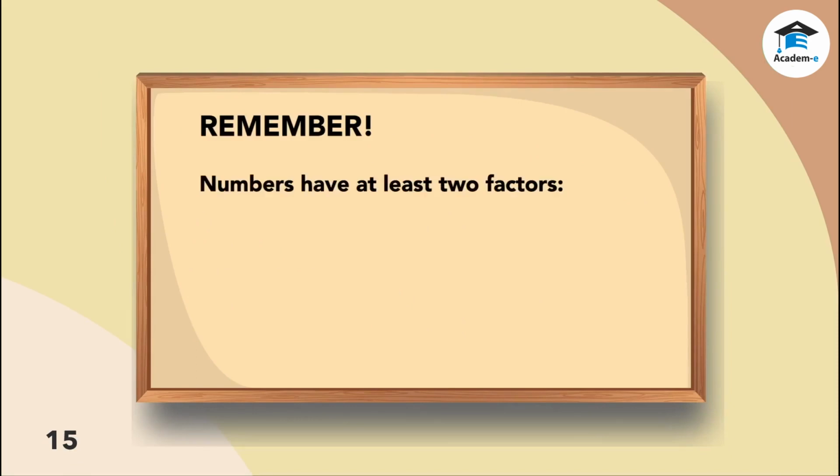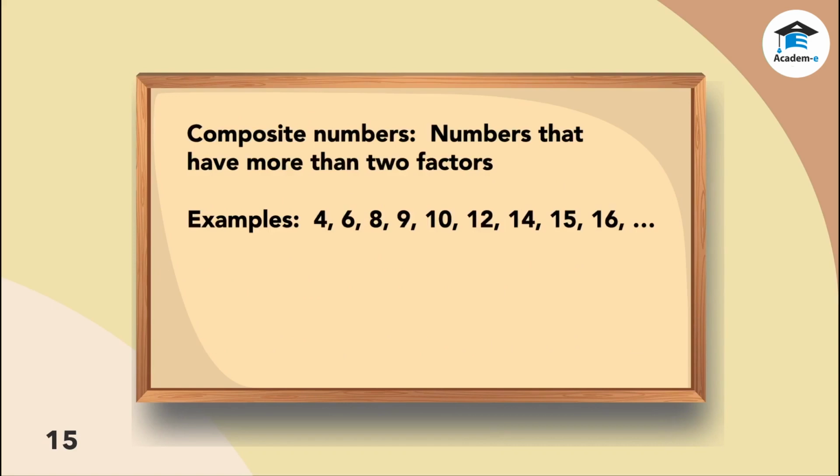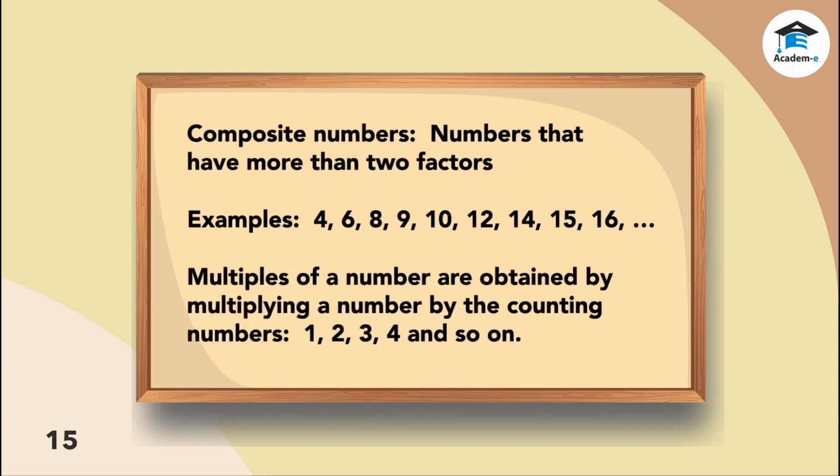Remember, numbers have at least two factors, 1 and the number itself. Numbers that have only 1 and itself as its factors are called prime numbers. Numbers that have more than two factors are called composite numbers. Multiples of a number are obtained by multiplying a number by the counting numbers 1, 2, 3, 4, and so on.